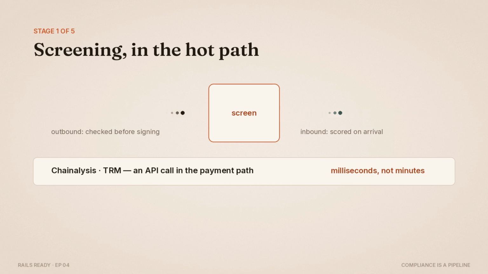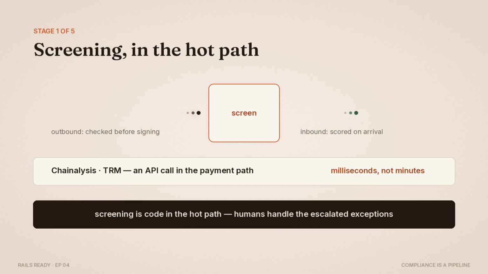The design rule: screening is code in the hot path, not a queue a human clears in the morning. Humans handle the exceptions, the code escalates.